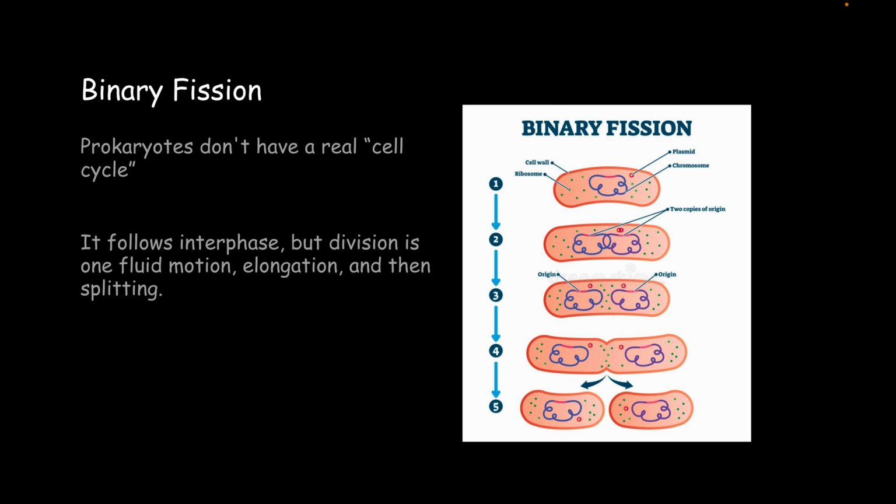And then you have binary fission. This is actually really interesting. I thought I'd just throw this in here because it's kind of relevant. Prokaryotes don't really have the cell cycle, you could say. They kind of just replicate the DNA. They're going to elongate, and that DNA is going to separate to opposite ends of the cell, and they're just going to split. So they replicate, elongate, split, replicate, elongate, split.